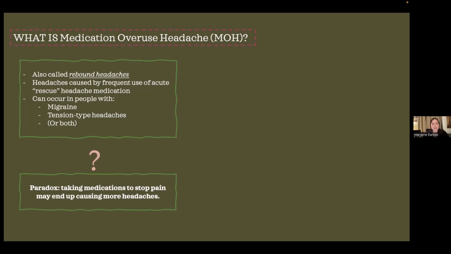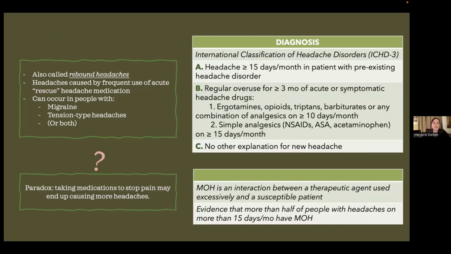I just put here a table. It is out of the International Classification of Headache Disorders. So neurologists and other doctors will use this classification in order to diagnose different types of headaches. A medication overuse headache has to meet these three criteria. The first criterion is headache more than 15 days a month in a patient who has a pre-existing headache disorder.